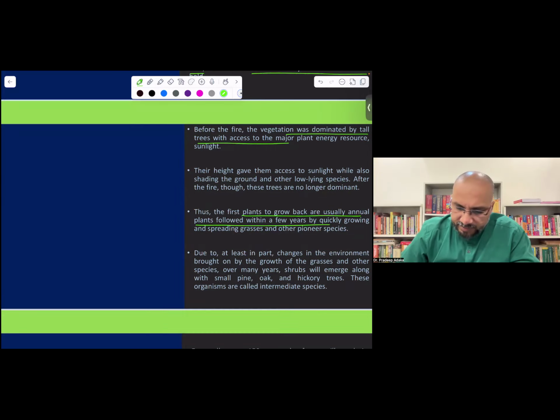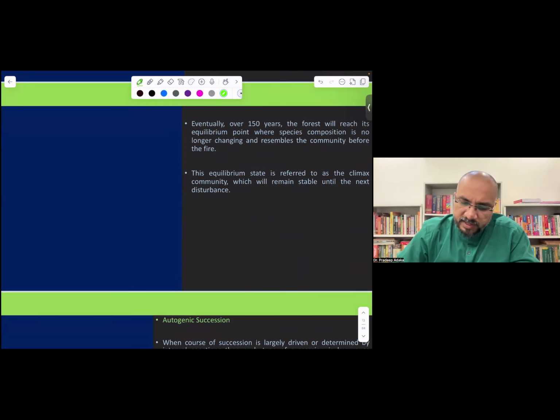Got it? Do you understand secondary and primary succession? So eventually over a period of again 150 years, the forest will reach equilibrium. So it takes a shorter period of time in secondary succession. Primary succession takes a long period of time.